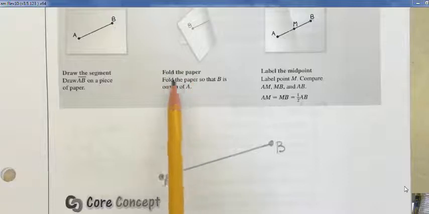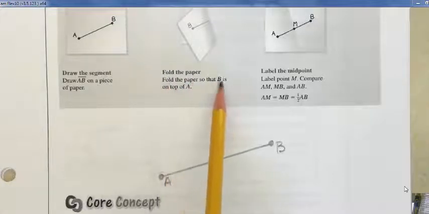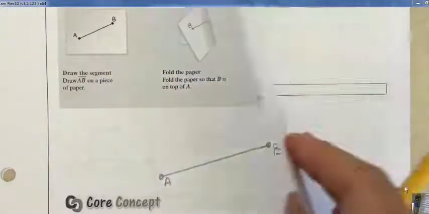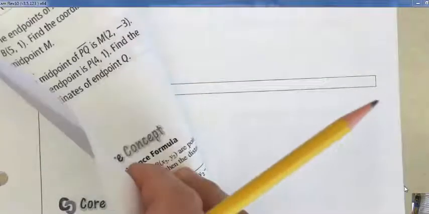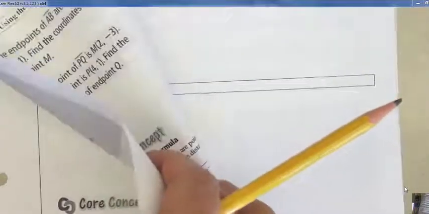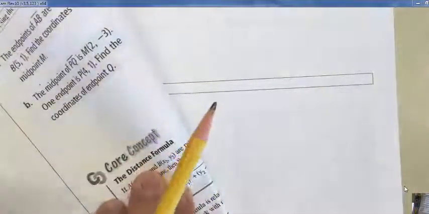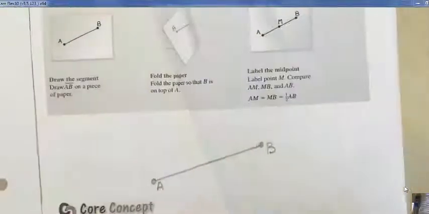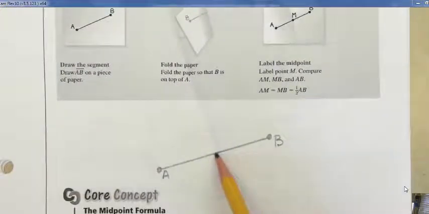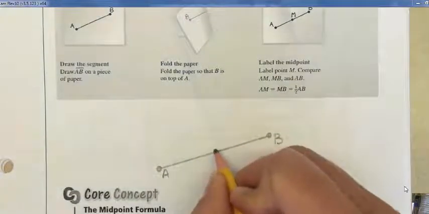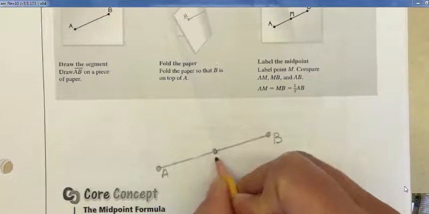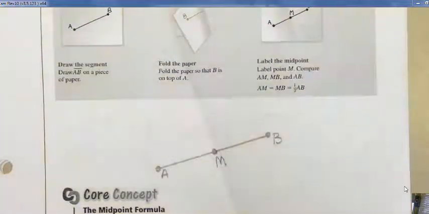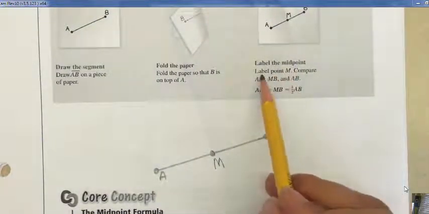You're going to fold the paper so that B is on top of A. You've probably done this many times. So I'm just going to fold my paper and try and get B on top of A. I'm going to put a fold in it. And voila, that right there is the middle. I know, it's like rocket science, right? So we label the midpoint M.